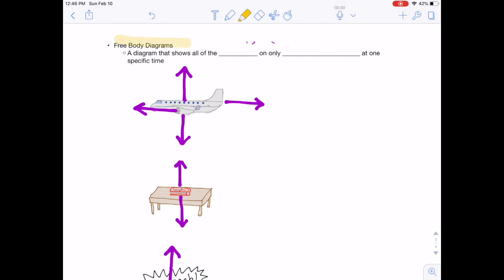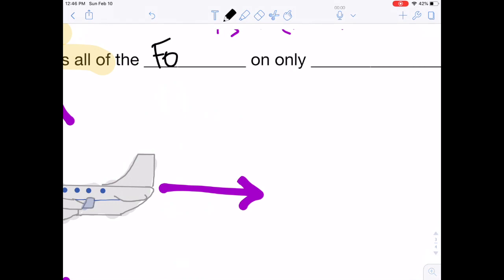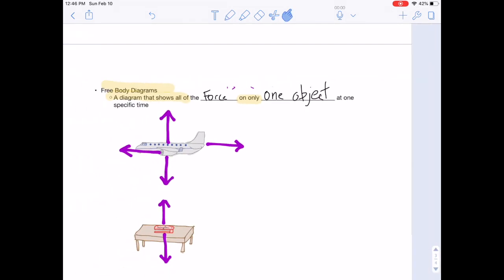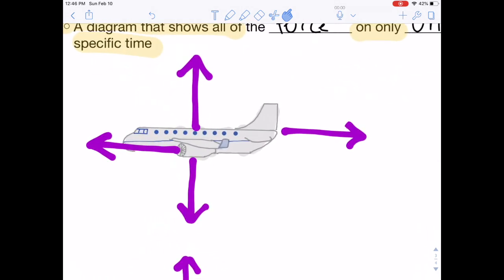All right, last page. Free body diagrams. It's a diagram that shows all of the forces on only one object at one specific time. So let's look at this plane. We're not thinking about force pairs now, the force of the plane on the air and the force of the air on the plane. Now we're just focusing on the forces on the plane.